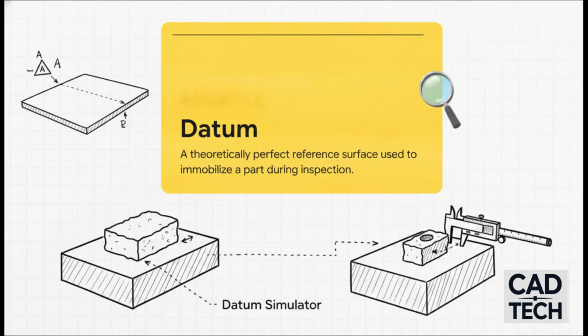But wait, remember our very first rule, nothing is perfect. So out there in reality, we use physical imperfect datum simulators. This might be a highly machined table or a precision granite block. We use these to hold the part, doing our absolute best to approximate that perfect theoretical datum.